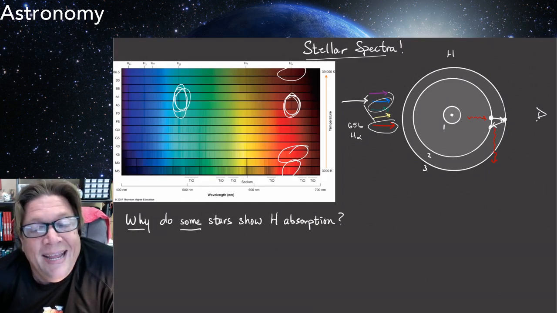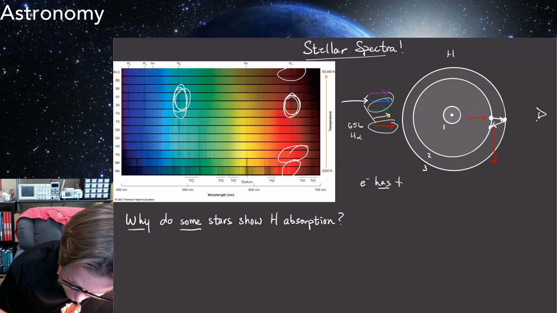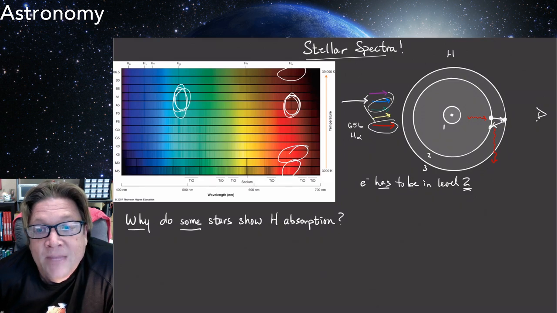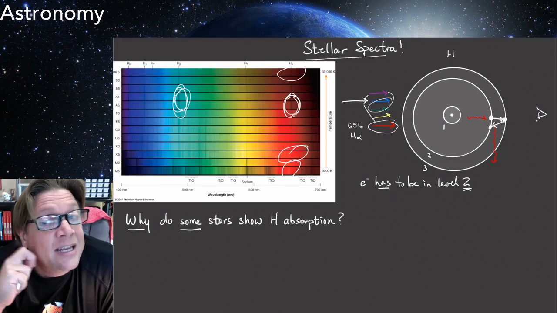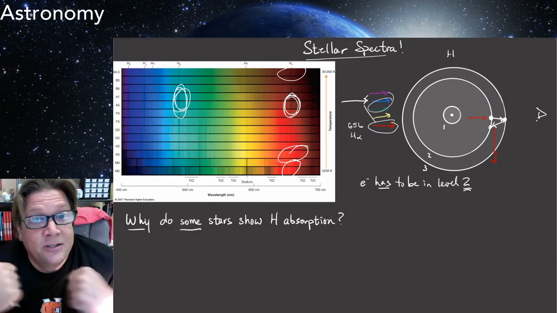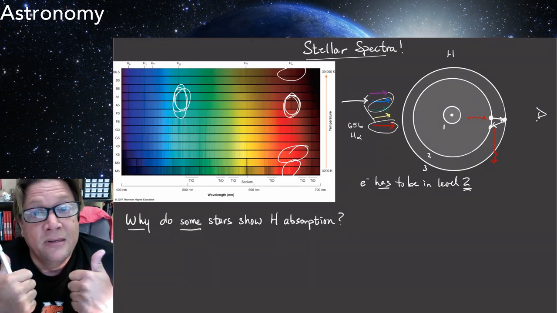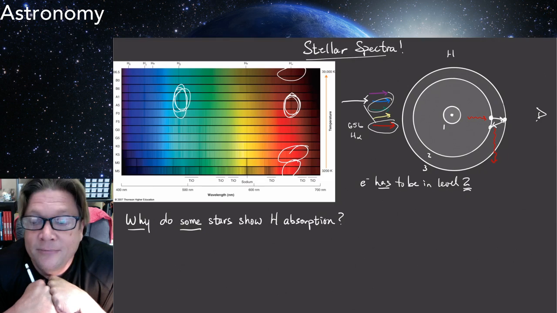But notice what has to happen is that the electron has to be in level 2 for any hydrogen absorption to take place. How does it get to level 2 to begin with? Well, it gets kicked up there. Maybe 2 hydrogen atoms collide together. So in a cool star, if a star is too cool, then the interactions, the bumps between hydrogen atoms aren't energetic enough to kick the electrons up to level 2. The gas has to be a certain temperature in order for those collisions to kick the electrons up high enough.